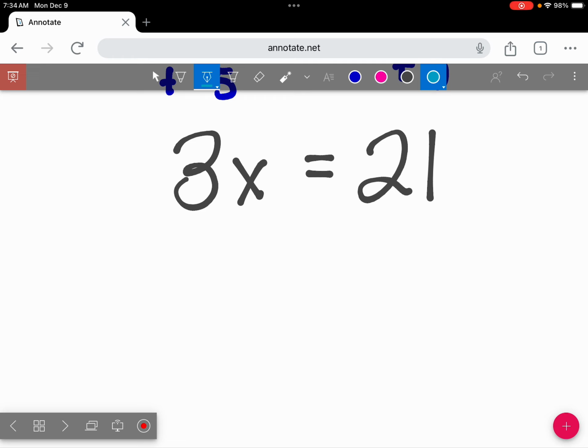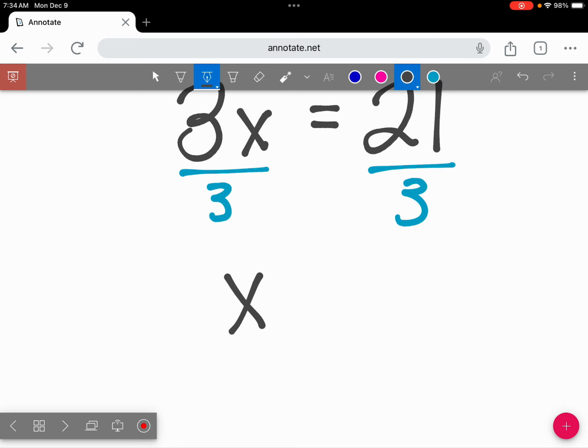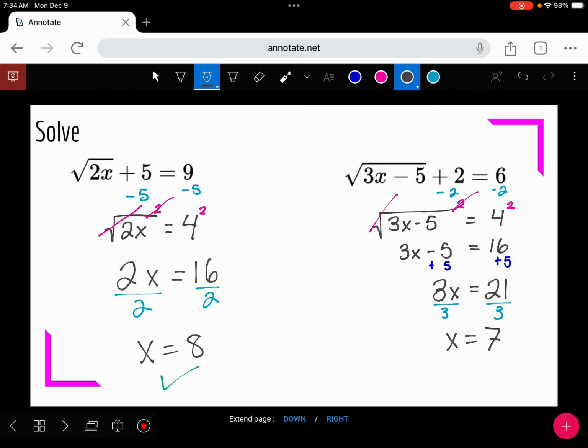One last step. Gorgeous. Divide by 3. So my x is 7. Woohoo! So it's slightly different than the other solving things we've done.